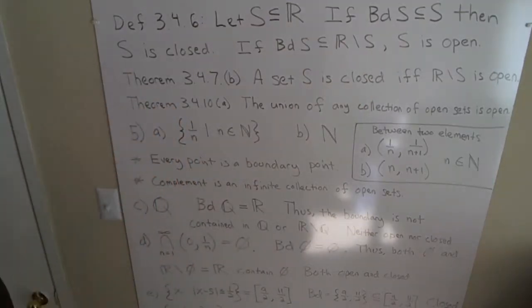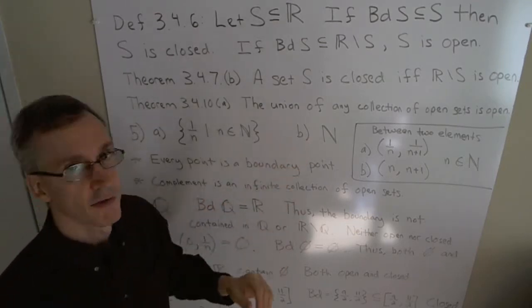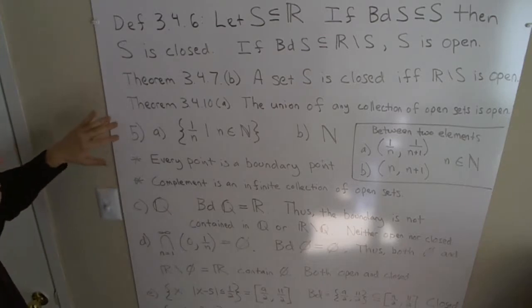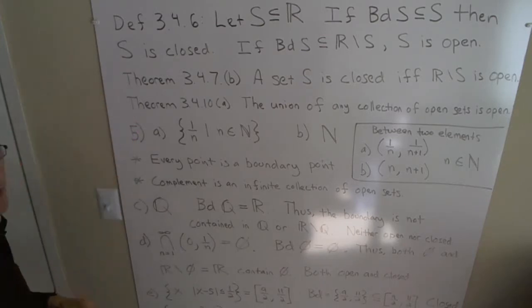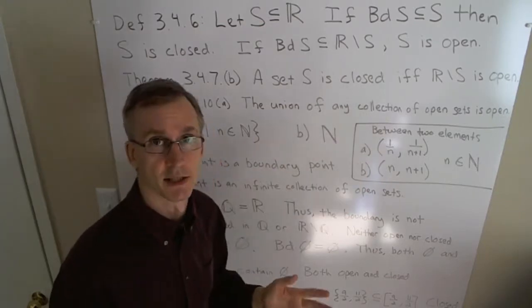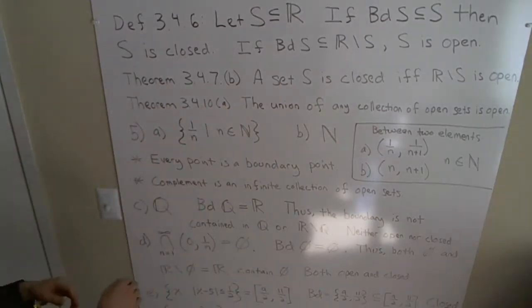Here's a very useful theorem, 347b. A set S is closed if and only if the complement is open. And paired with theorem 3410a becomes very powerful. The union of any collection of open sets is open. So let's apply these to some sets.